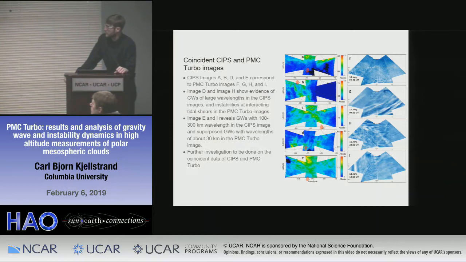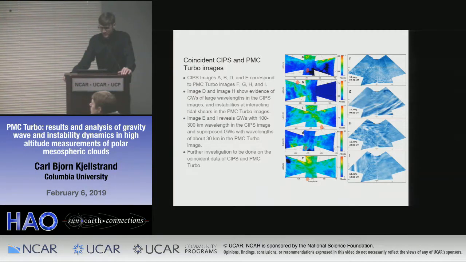In general, we were a bit unlucky. Basically, it happened that the ascending and descending periods of the CIPS corresponded with the semi-diurnal tide effects, so we don't have a lot of overlap between PMCs and CIPS. But what we do have is very encouraging. So we see that, for example, images D and I, we look at the large picture, and we see, so that's the fourth image down on the left.